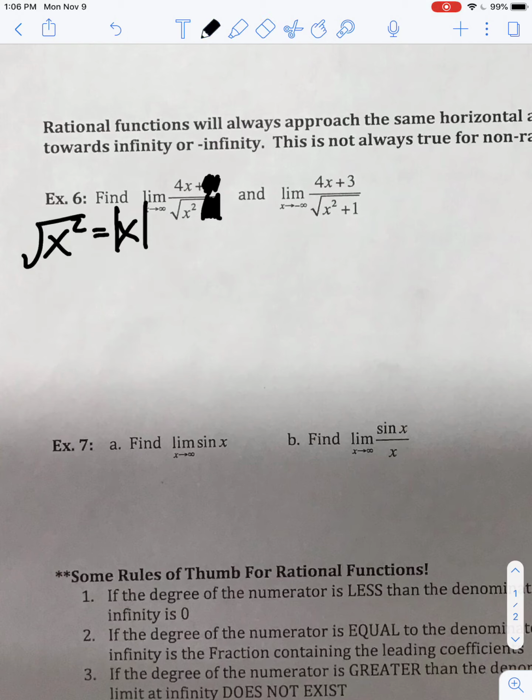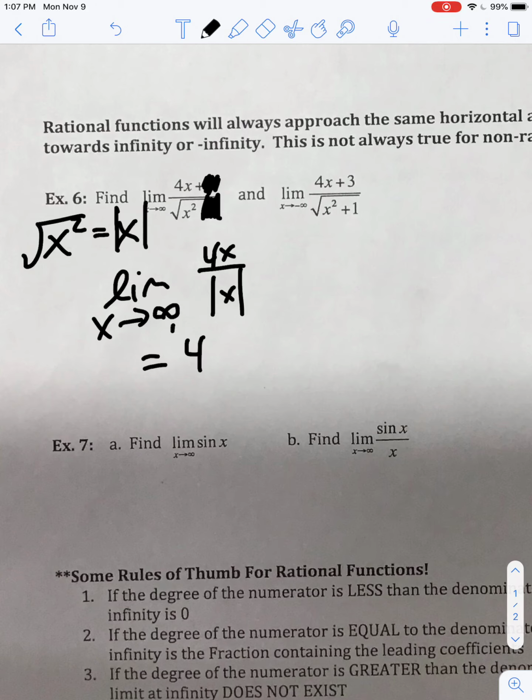Okay, so bear with me on this problem. That means I have the limit as x goes to infinity of 4x over the absolute value of x on bottom, right? And now think about what happens as x gets really, really big. Well, if I plug in a million, for instance, I would have 4 million over 1 million, which is 4. If I plug in a trillion, I would have 4 trillion over 1 trillion, which is 4. And so basically this limit is always going to be getting closer and closer to 4.